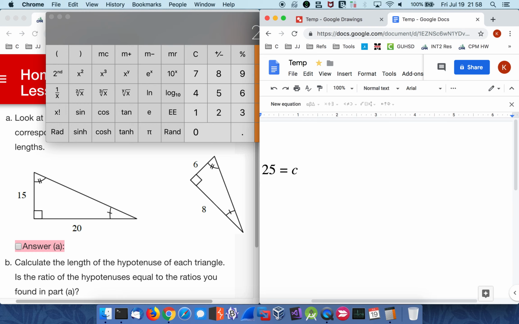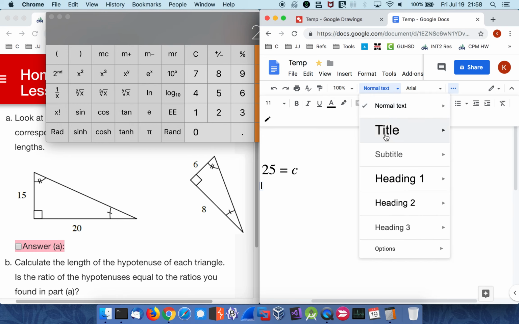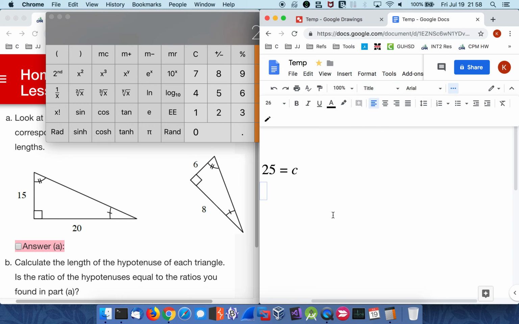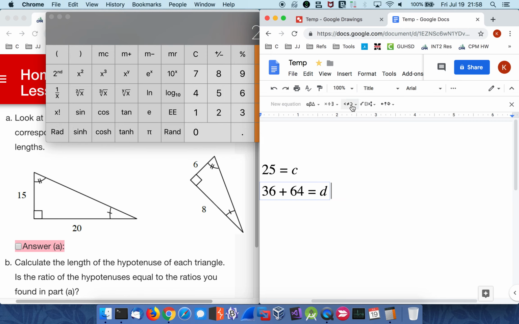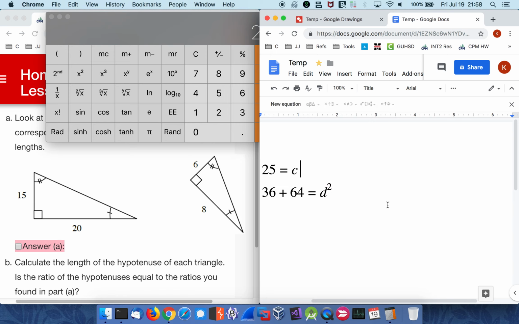Let's find the hypotenuse of the second one. New equation. There we go. All right, so now we've got 6 squared, which we know is 36, plus 8 squared, which we know is 64, equals, I'll call this one d. Let me make it a square, so d squared. All right, so what's 36 plus 64? That is 100. Equals d squared. Well, if we square root this, we get d. If we square root this side, we get 10.